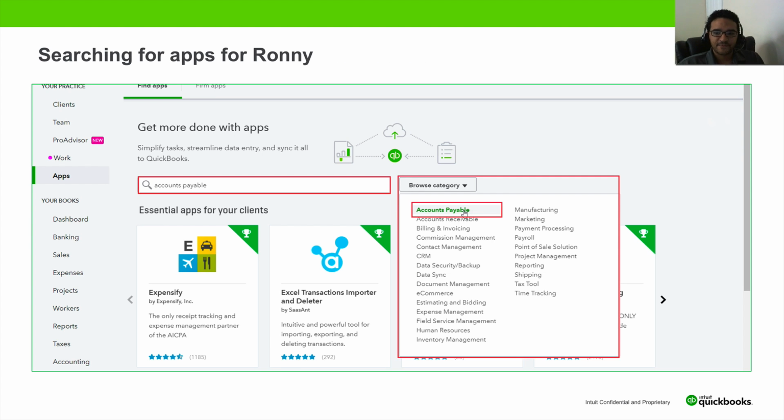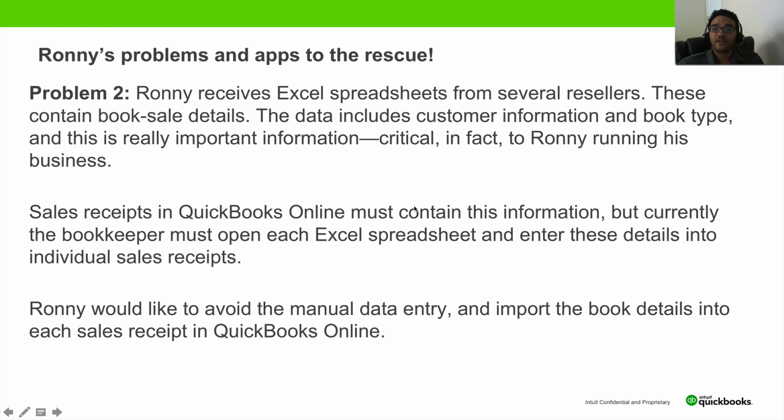So you would go to the app section. You would click on Browse by Category. You would select Accounts Payable, and you would likely land on an app like bill.com. Okay, I don't want to endorse any particular apps, but that is really one of the more popular ones in this area. But all your accounts payable apps would be under that accounts payable section. Perfect. Now let's talk about another problem.